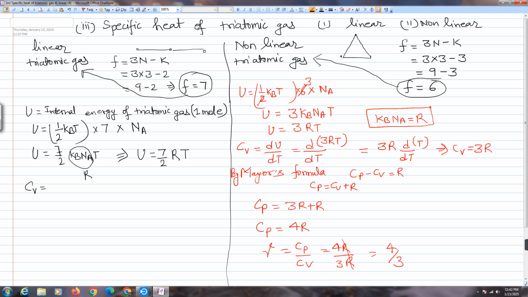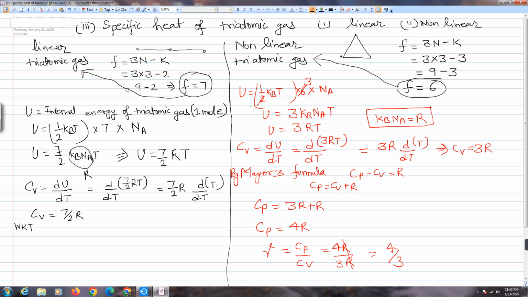Now we have to find the value of Cv, du upon dt, the first order derivative of internal energy with respect to temperature. So d by dt of U, how much is it? 7 by 2 RT, and it can be written as 7 by 2 R and d by dt of T. Correct? So that's why we can write Cv is equal to 7 by 2 R.